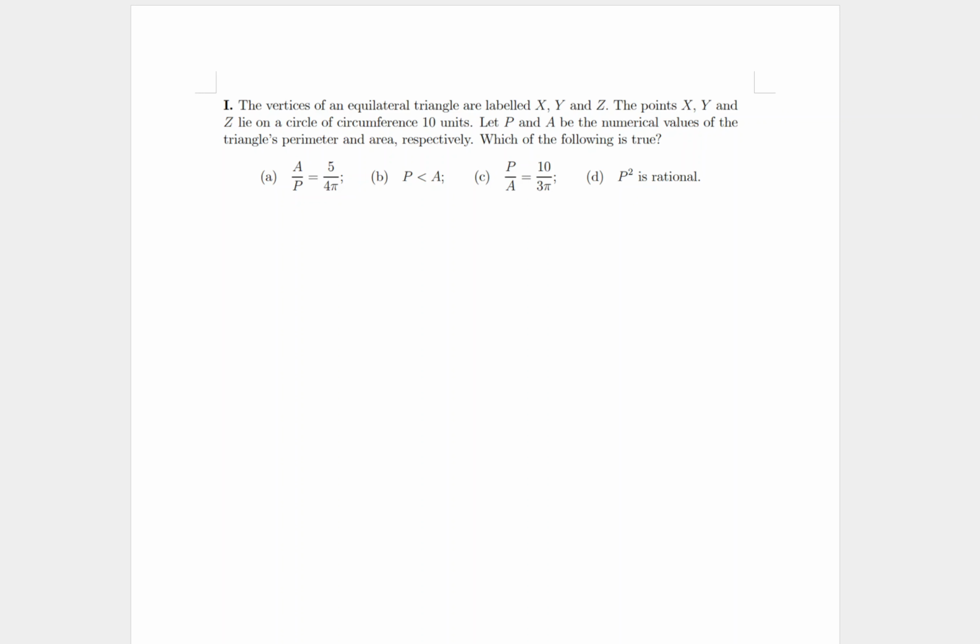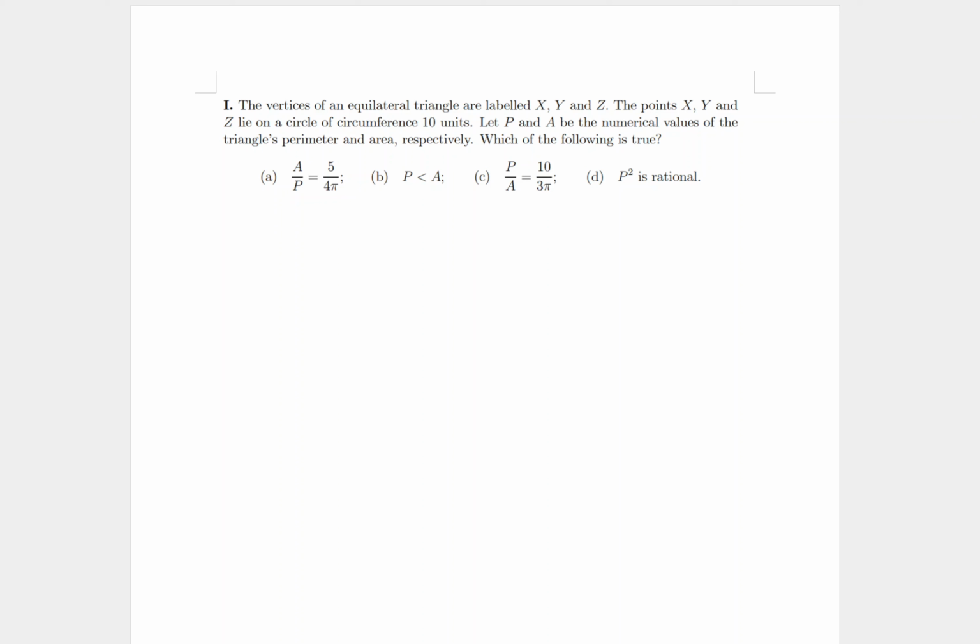All right, question I. The vertices of an equilateral triangle are labeled x, y, and z. The points x, y, and z lie on a circle of circumference 10 units. Let P and A be the numerical values of the triangle's perimeter and area, respectively. Which of the following is true? Why don't we just figure out what P and A are.